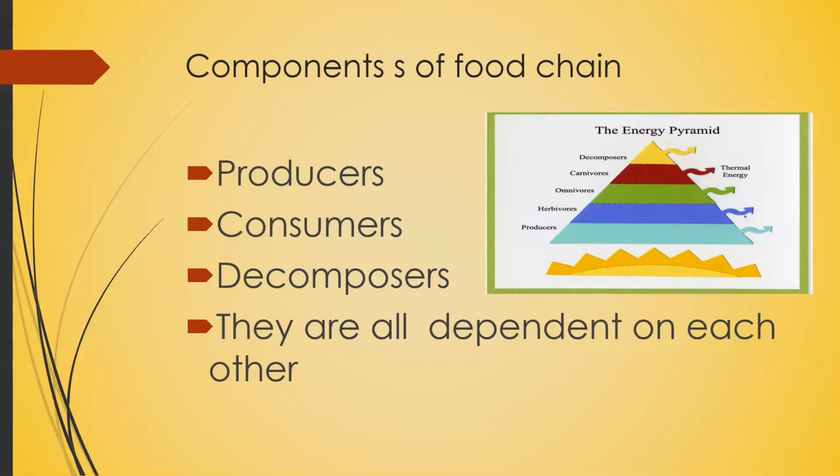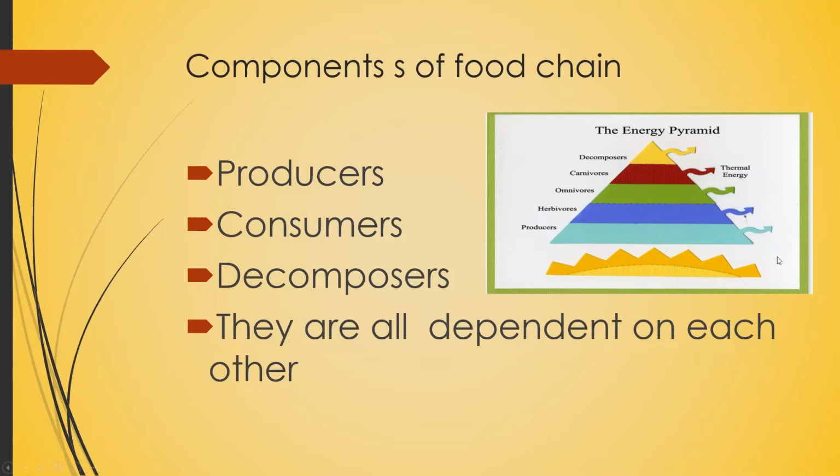Following are the components of food chain. The food chain consists of 4 main parts: the sun, which provides the energy for everything on the planet. Secondly, the producers, consumers, and decomposers, and they all are dependent on each other. Now, one by one, we will discuss what are producers, what are consumers, and what are decomposers with their examples.